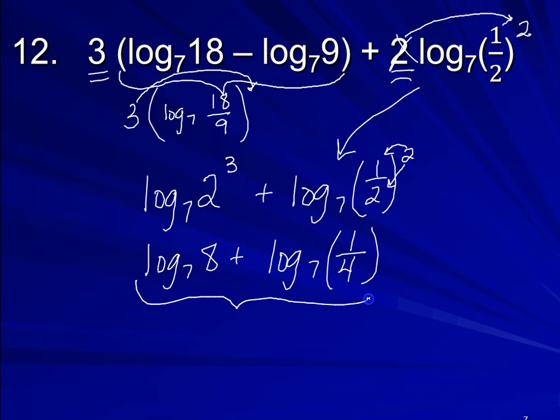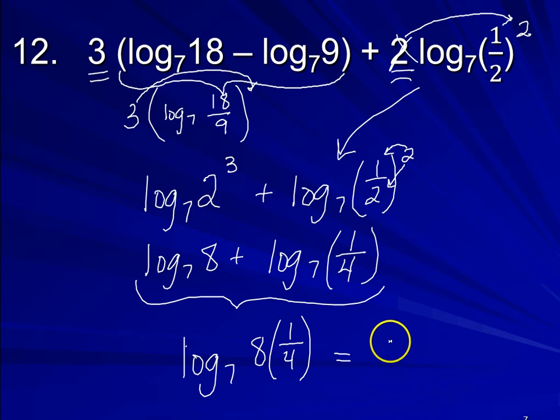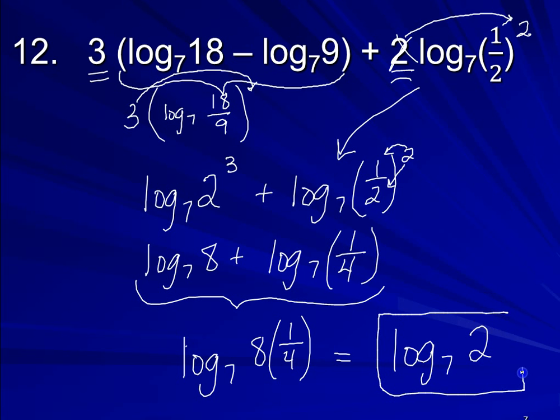Now let's combine these. Again, the whole point of condensing is getting to where we only have 1 log. So log base 7. Since this is addition right here, how am I going to combine the 8 and the 1/4? Since it's addition, that needs to turn into multiplication. So 8 times 1/4. So log base 7 of 8 times 1/4 is log base 7. 8 times 1/4 is 2. Log base 7 of 2. So that's our condensing.